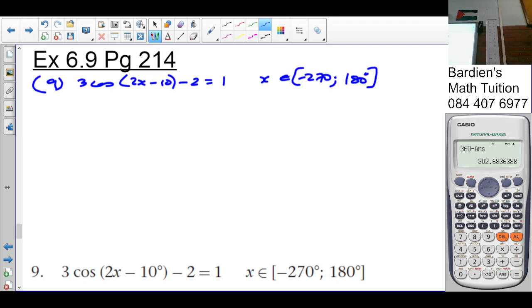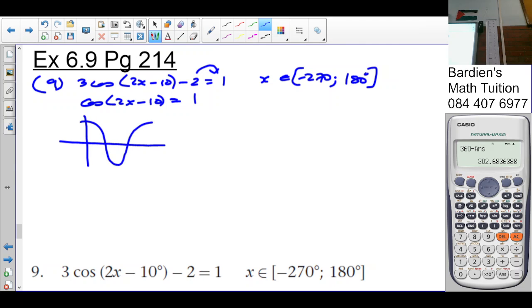We need to isolate the trig ratio. So we say cos of 2x minus 10 is equal to, take 2 over, it becomes 1 plus 2, which is 3. Then I divide by 3, which gives me an answer of 1. So if cos or sine is equal to 1 or minus 1 or 0, what I do is I take it to the graph.